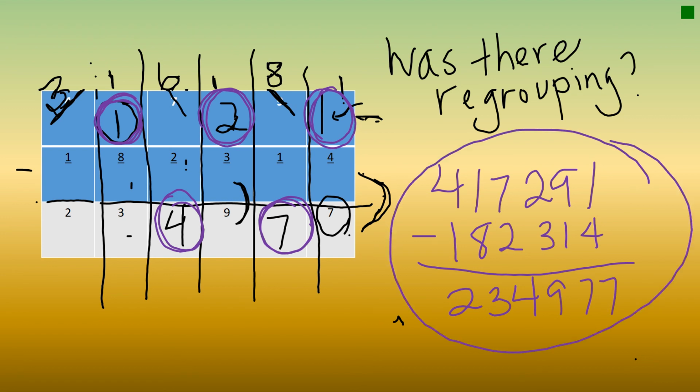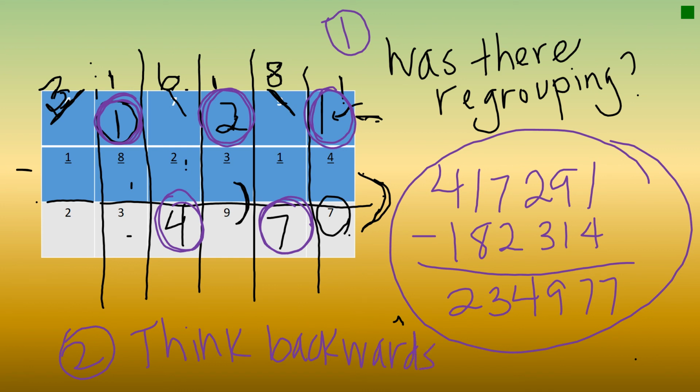So the number one tip that I want you guys to remember is ask yourself, was there regrouping? And two, remember to think backwards. Now let me just tell you, I am going to give a math test tomorrow. There is one question on the math test that has the missing digits in a subtraction problem. So it's not the whole test, it's one question. And you need to be able to think backwards. I just want to make sure that this is on the recording because I want everybody to hear this. And I want your parents to know that I told you this.